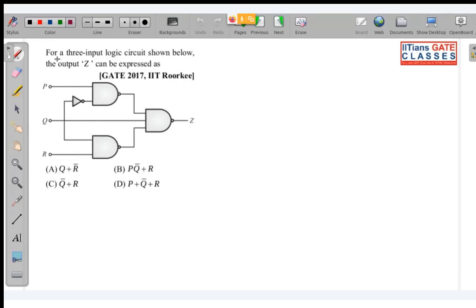The next question is, for a 3-input logic circuit shown below, the output Z can be expressed here. This is a 2017 question. Very quickly tell me what will be the answer.